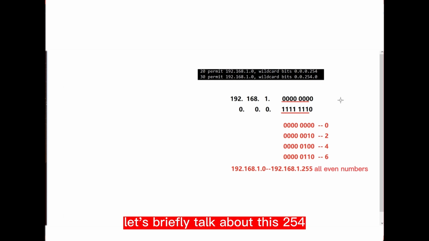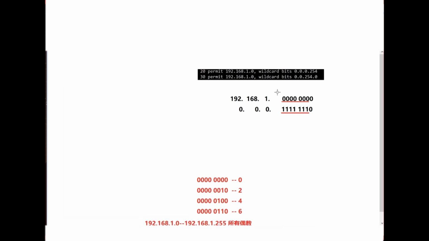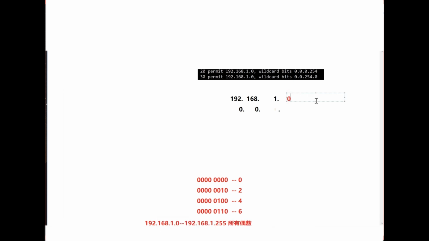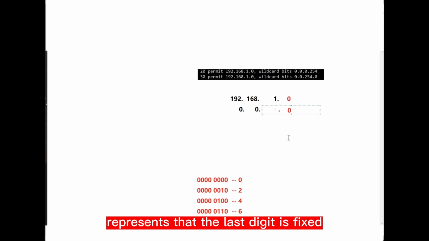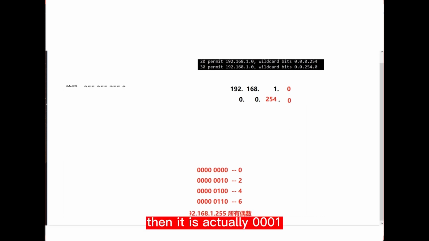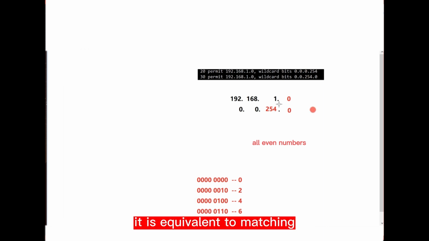Let's briefly talk about this 254. For 254, the last one is 1.0. After 1.0 this is a 254. It means that here are 7 ones and 1 zero. Then the rear is a 0. Then below this is 0, which represents that the last digit is fixed. Only this is a 254. The last bit in 254 is 0. Then it is actually 0001. So when we go to match, it is equivalent to matching all even numbers in this interval.